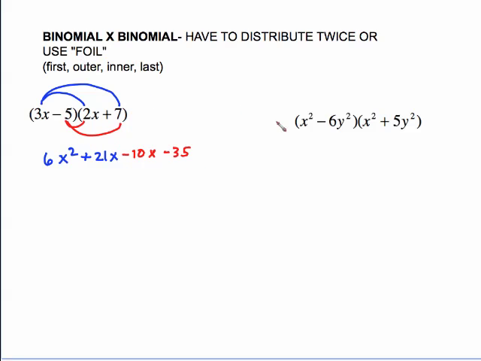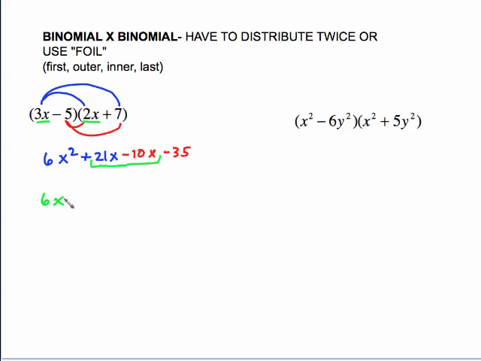But this is where the FOIL came from. When I did 3x times 2x, that was the first times the first. The 3x times the 7, that's considered the outer because 3x and 7 are both on the outsides. The negative 5 times the 2x, that's the inner because those are close to each other. And the last thing I did was negative 5 times 7, and that truly is the last because it's the last thing in this parenthesis times the last thing in that parenthesis. 99% of the time after you FOIL, you're going to have some like terms in the middle.